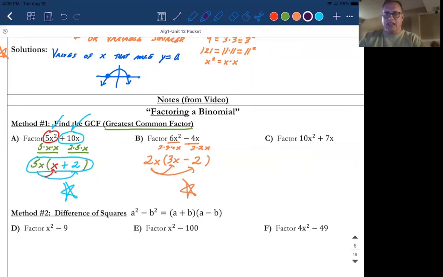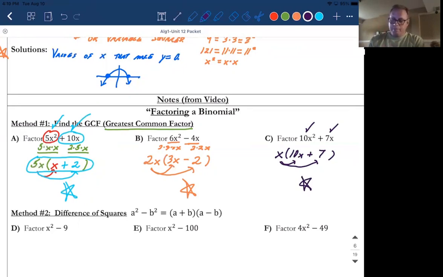All right. So 10x squared plus 7x. Well, 10 and 7 don't have any numbers in common other than 1, but they both have an x. So if I take an x out, x times what would give me 10x squared? Well, 10x. And x times what would give me 7x, and that would be 7. Again, if I multiply x, which is the greatest common factor, times 10x plus 7, I should get 10x squared and I should get 7x. So every one of these I can check, and so far, 3 for 3. That's the greatest common factor method.